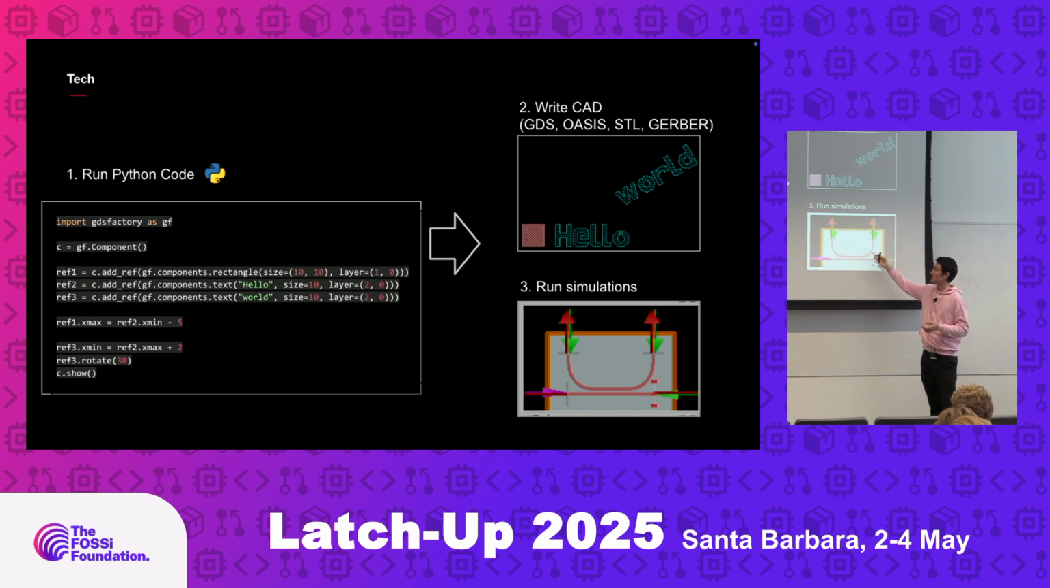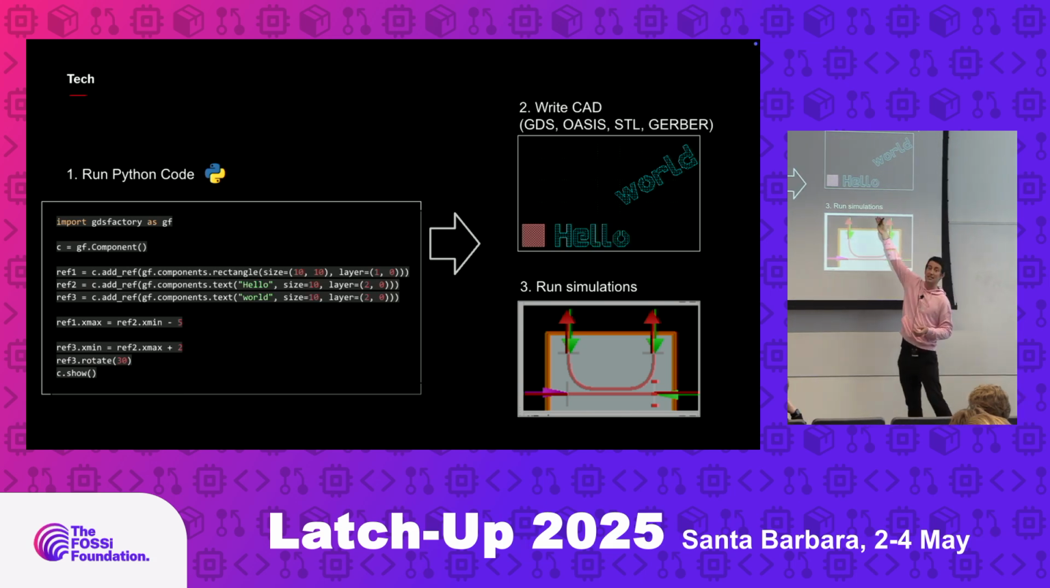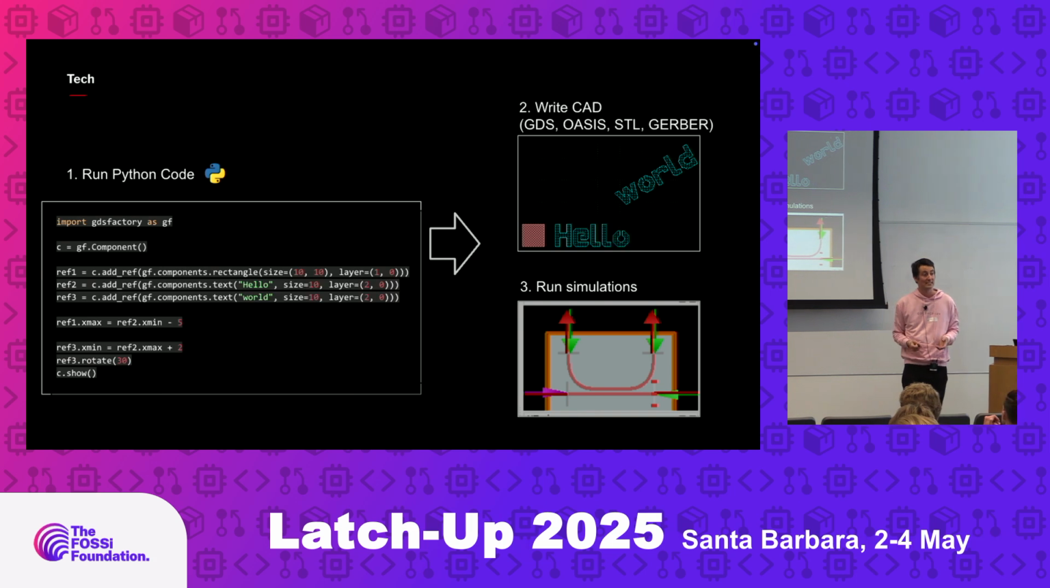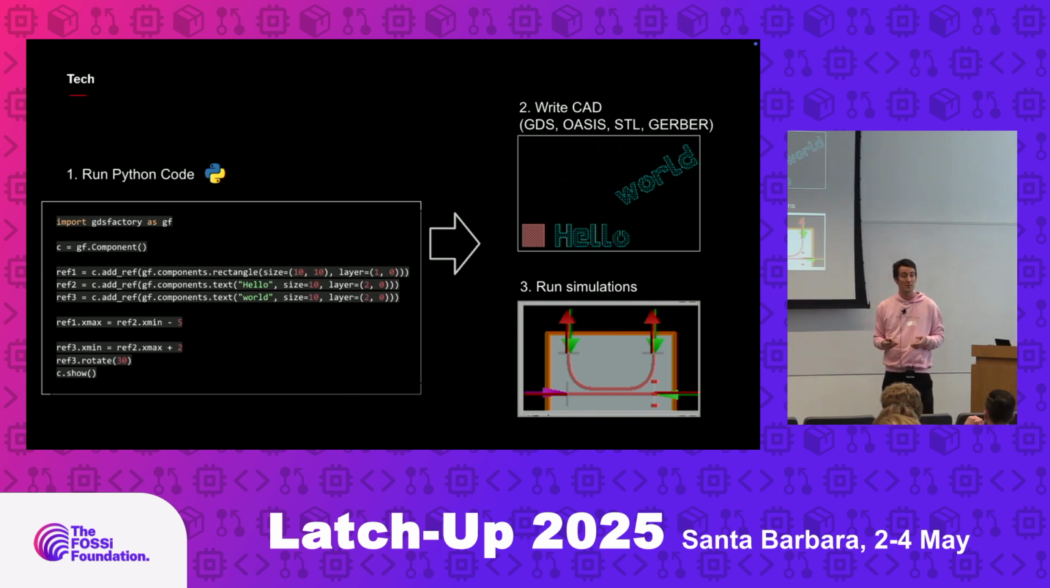And this geometry you can output into a GDS file. We also support Oasis. We also support STL. So if you want to do a 3D printing project, you can 3D print with GDSFactory. We can also create PCB boards. If you want to do Gerber files, you can also export to Gerber files.